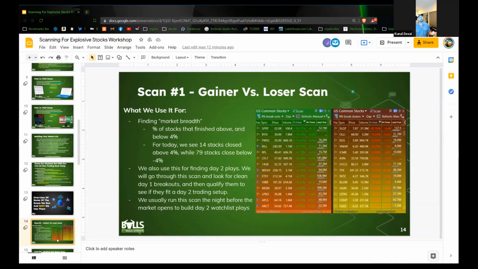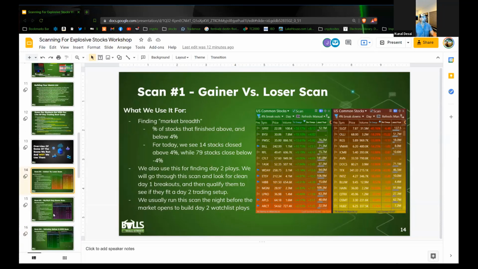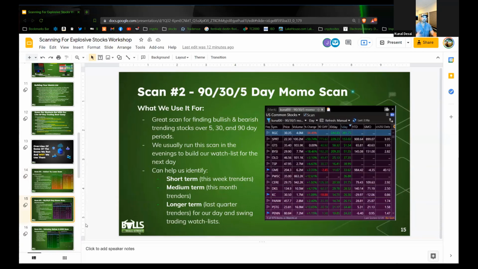We also use this to find day two plays, which we'll go through on this scan, to look for clean one-day breakouts and also clean one-day, two-day breakouts. Now I use a 90-day, 30-day scan, which is great for finding bullish and bearish trending stocks over 5-day, 30-day, and 90-day periods.